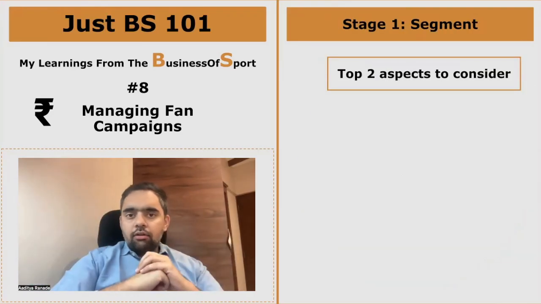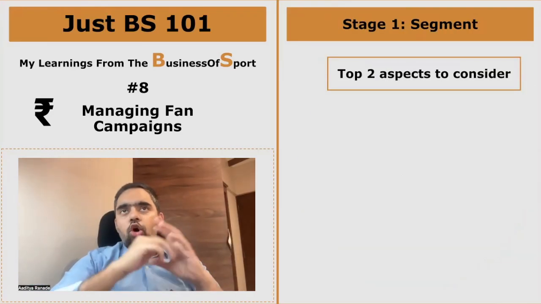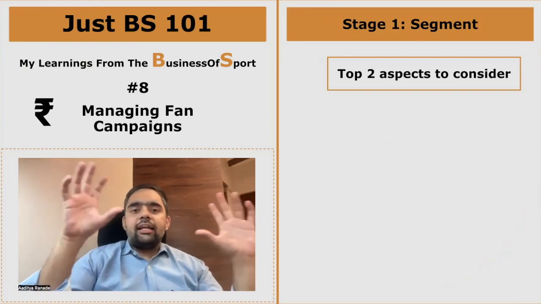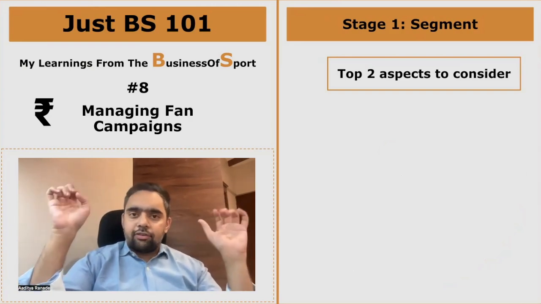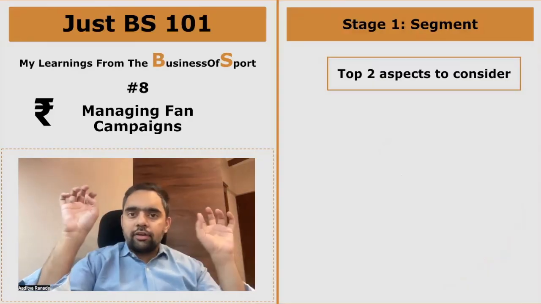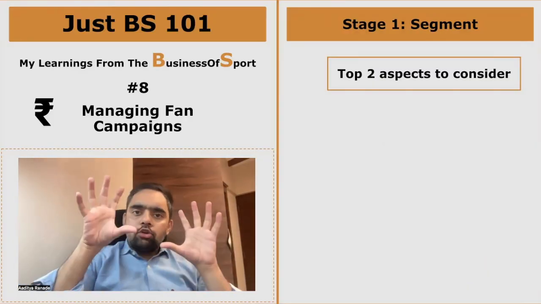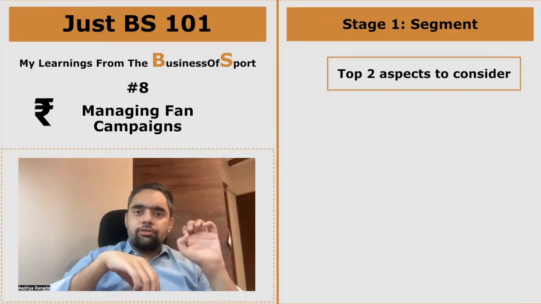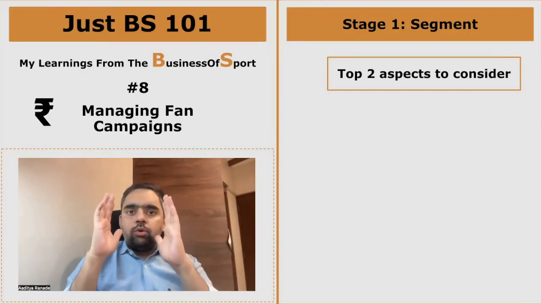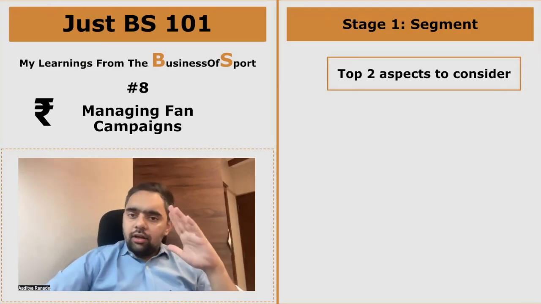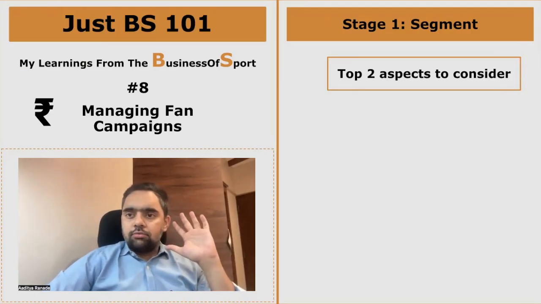Starting with stage 1, segment. Not every fan is alike. There are different categories or cohorts of fans that you can define based on various attributes that we know in the first party fan database. How do you create the best possible groupings of fans such that you can uniquely target different segments in very, very different ways? There are 2 key aspects to consider.